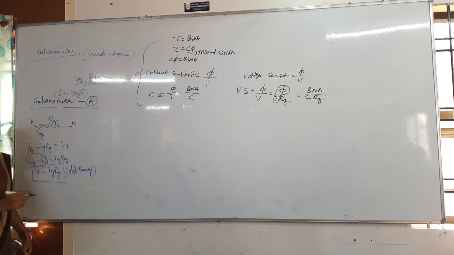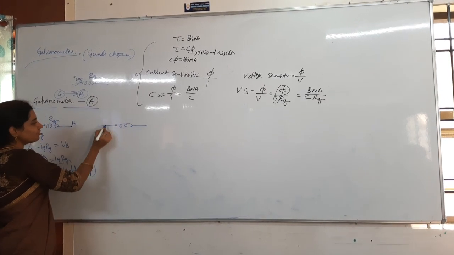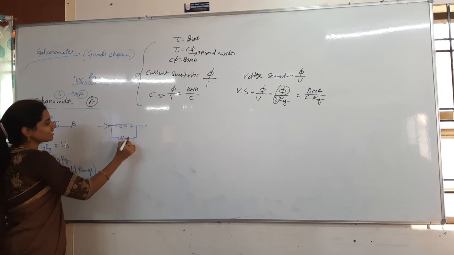Now I want to convert it to an ammeter, so obviously what do we have to do? We have to connect a shunt resistance.